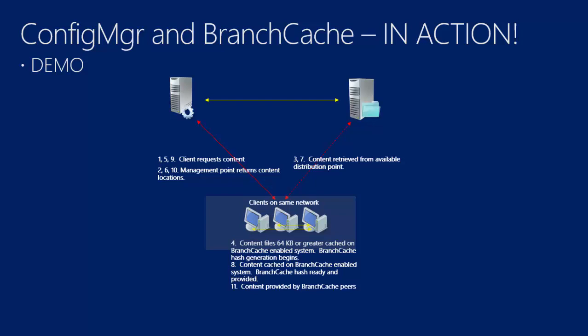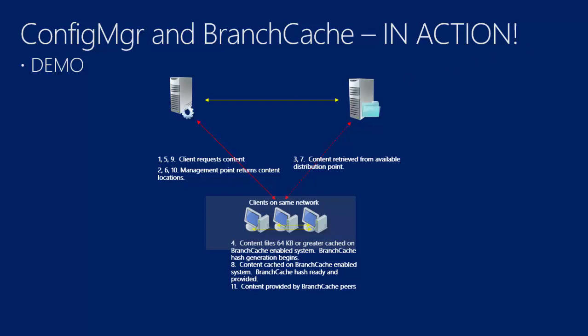All right, so now that we've done that with all of our client machines, let's actually start through the demo to see BranchCache working. So a couple of things just to note again, and it's on the diagram. BranchCache functionality is triggered only for content of greater than 64K in size. That is a by default thing.